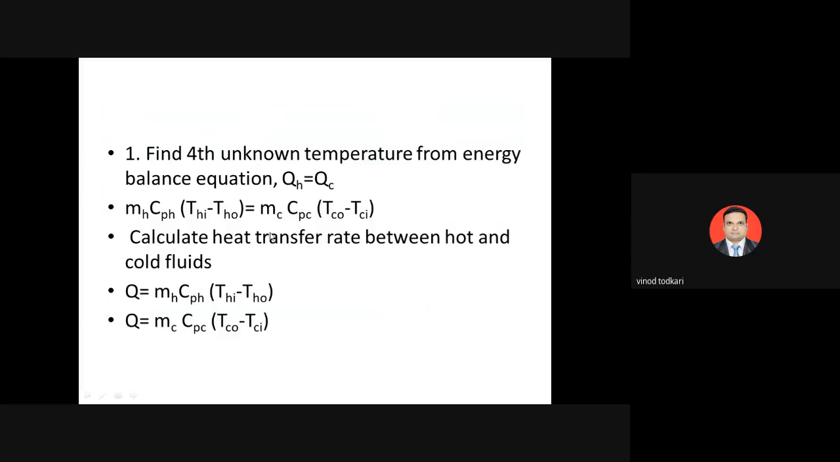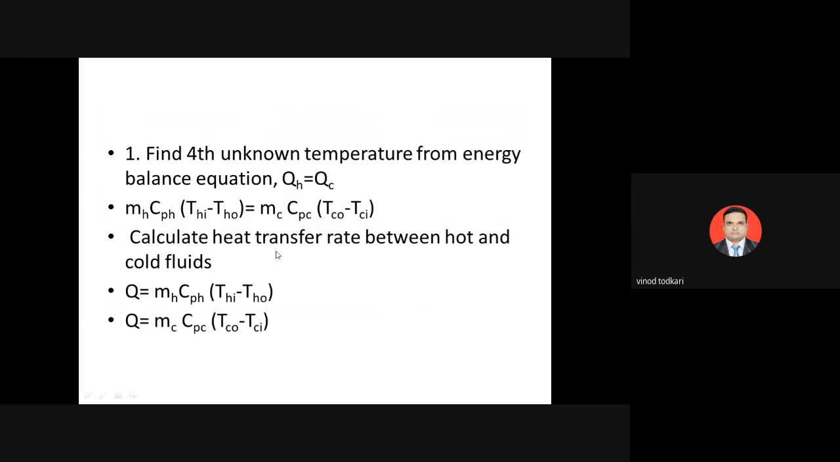I believe that the first step is clear to you. Using first step, we will work out the unknown temperature. Out of 4 temperatures, if 3 temperatures are known, we can work out the 4th temperature using step number 1. So the step number 1 is to find out the unknown temperature from energy balance equation, which is nothing but QH is equal to QC.